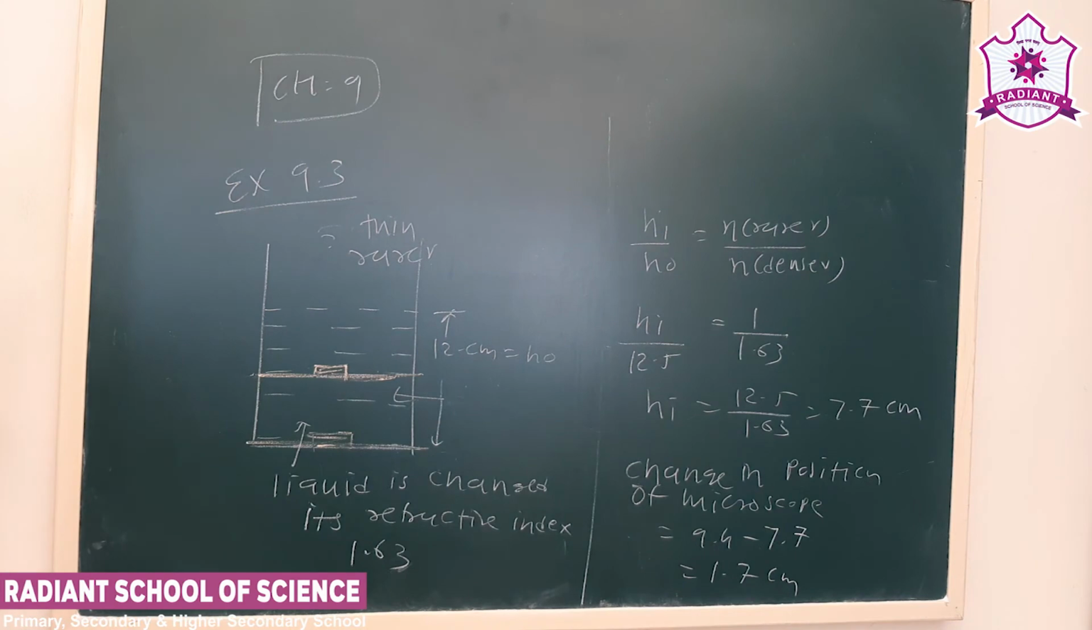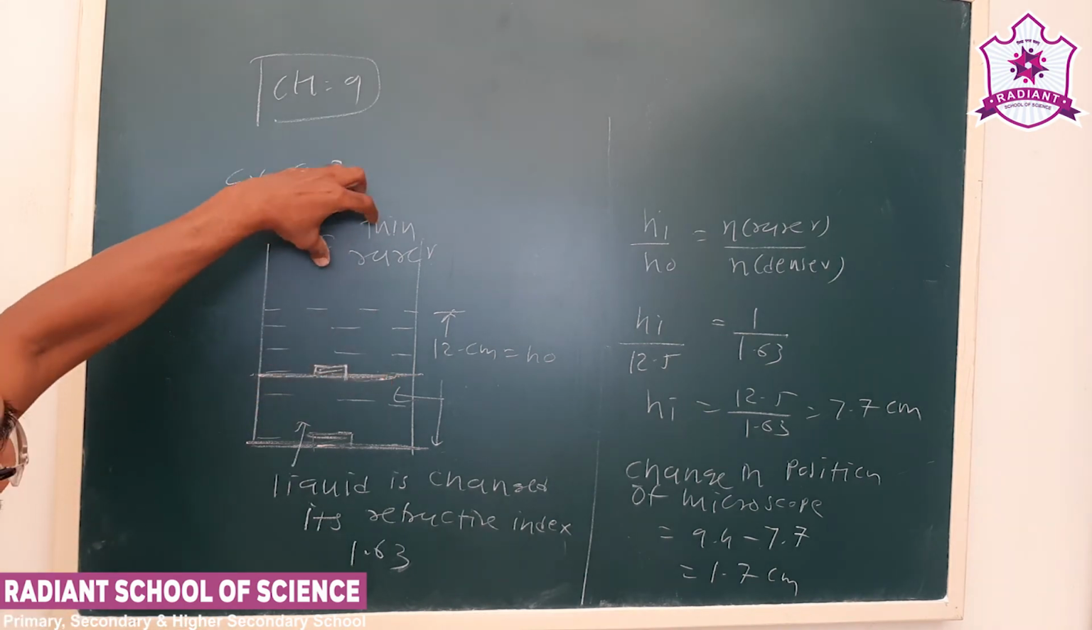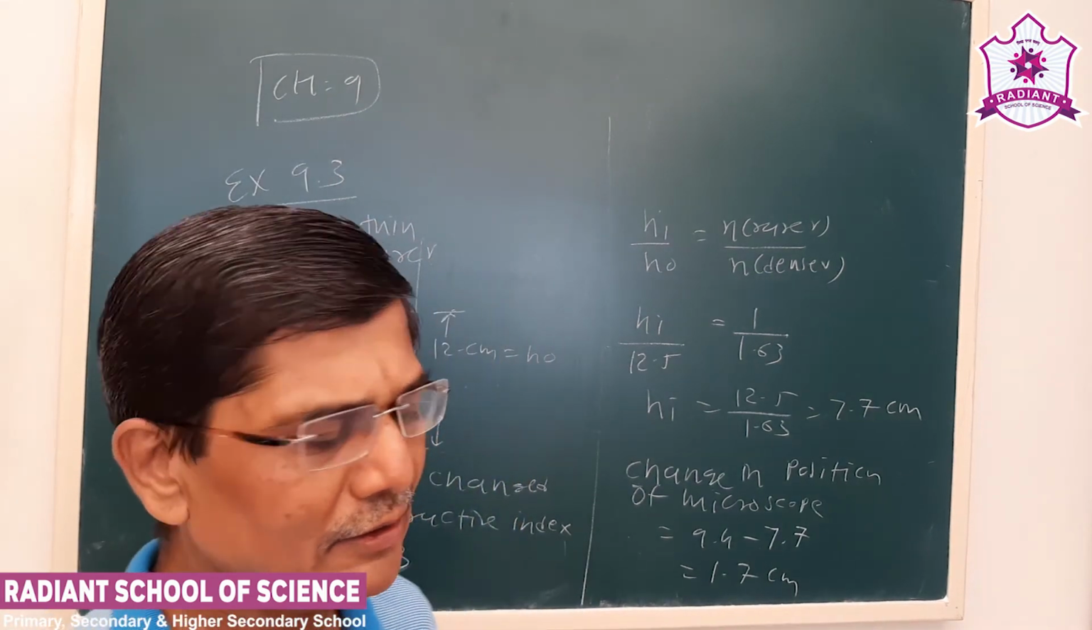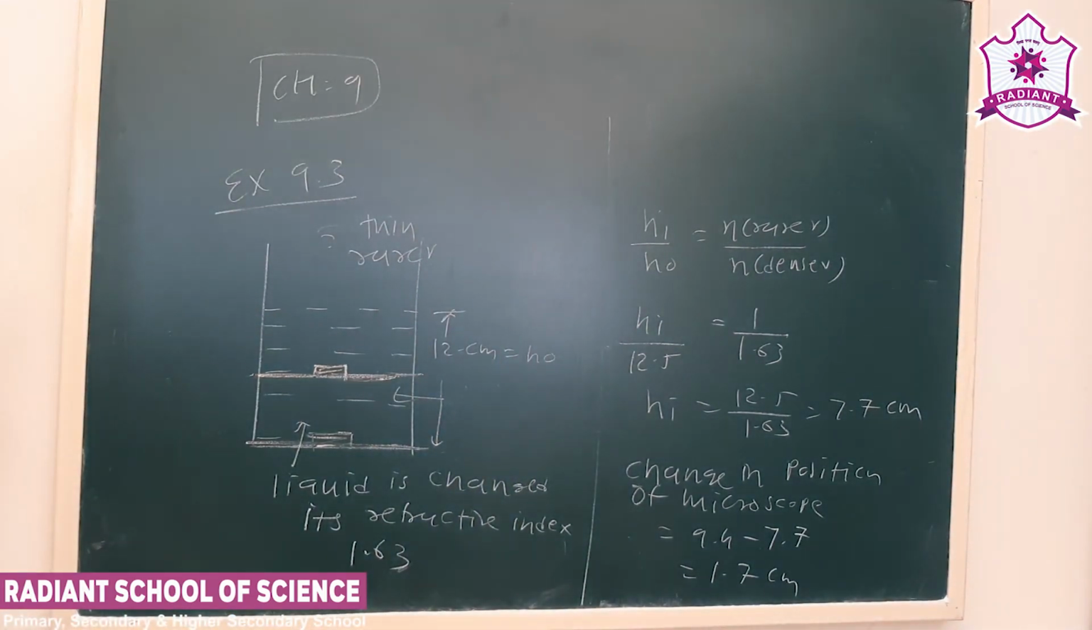Okay, so we can say it is like this. When the liquid is changed, the height of the image or height of observer also will change. So what will be the change that we can consider like this? So this is about exercise sum number 9.3.